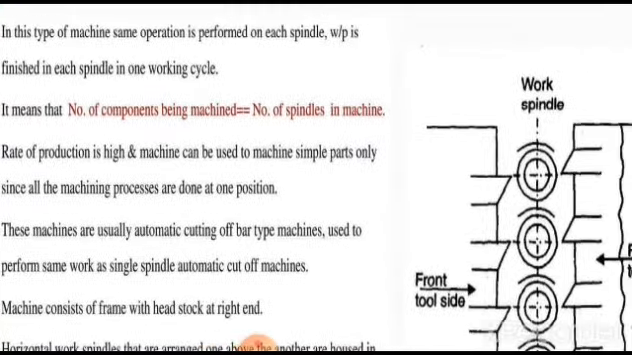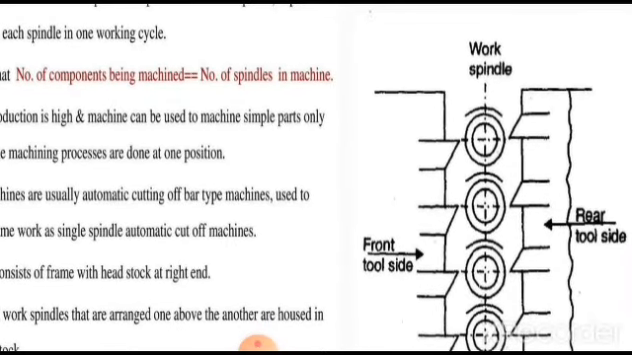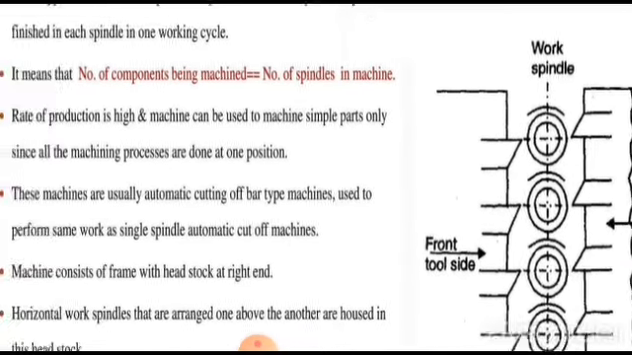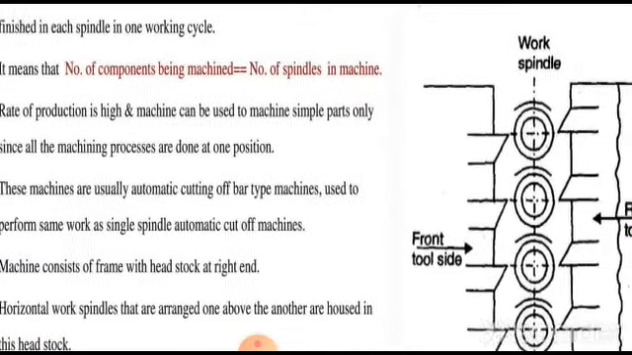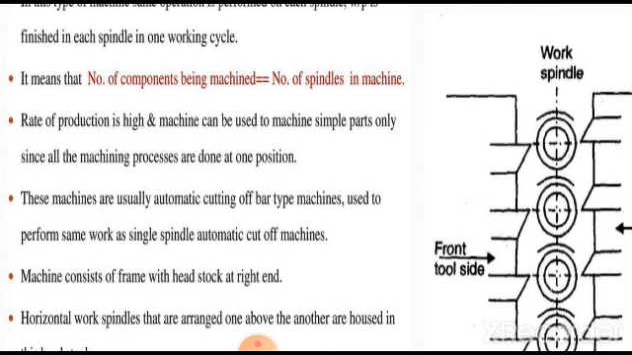It means that the number of components being machined is equal to the number of spindles in the machine. So whatever the operation is, however many spindles there are, that many workpieces are being produced. The rate of production is very high, and the machine can be used to machine simple parts only, since all the machining processes are done at one position only.